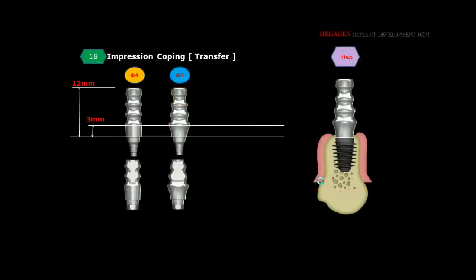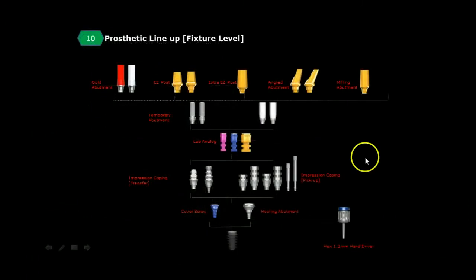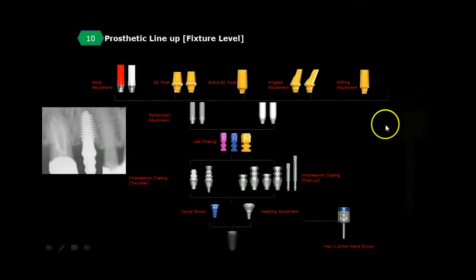So quickly, your transfer impression copings, your closed tray impression copings, come in 4 and 5 millimeter flares. Your pickup impression copings come in 4 and 5 millimeter flares as well, but they also come in a 7 millimeter post height, as far as the access goes. And again, it comes in 7 and 12. Depends on how much the patient can open up, and sometimes you use those, sometimes you won't.